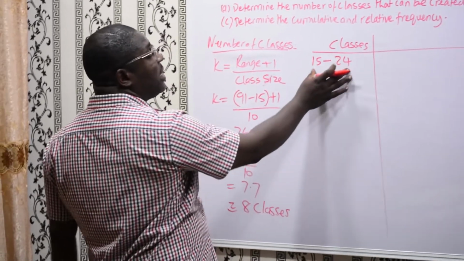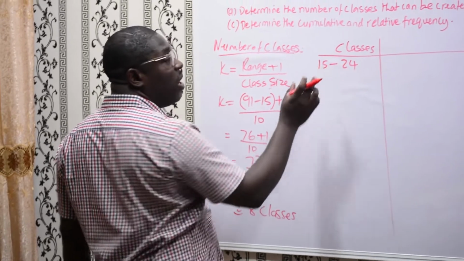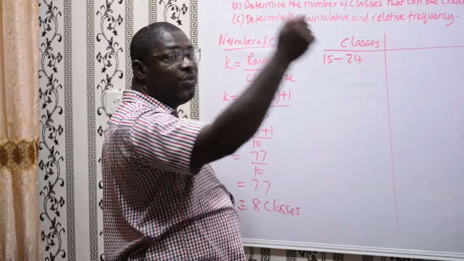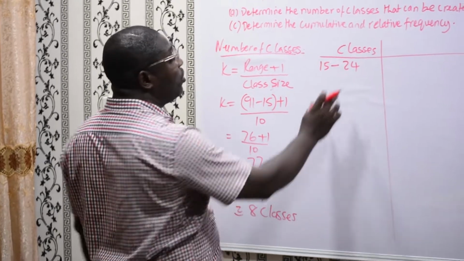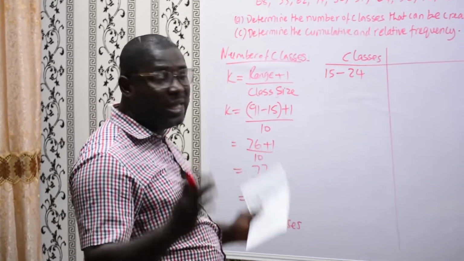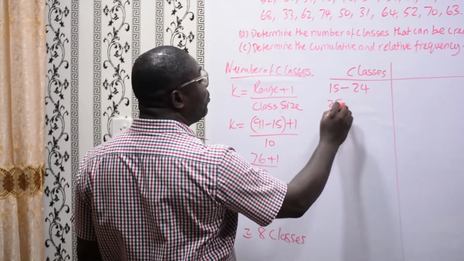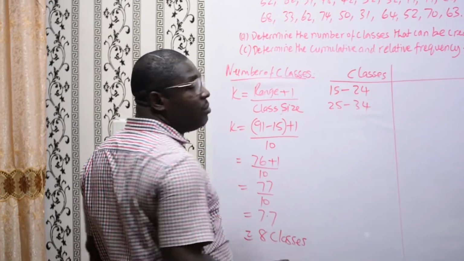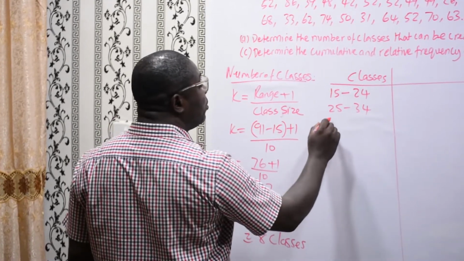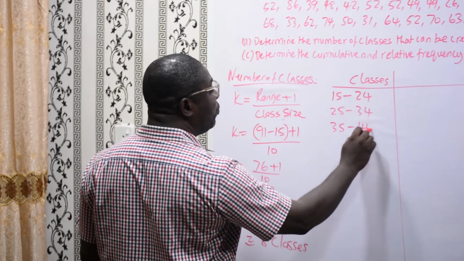Remember, the class size is not this minus this. If you have 24 minus 15, you have 9. You have to include 15 in the class size. Now we're told that the class size should be 10. So that means the next class will be 25 to 34. Now the next class will be 35 to 44.